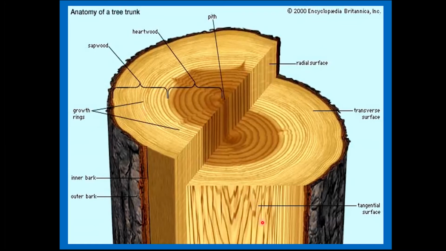Here's what it looks like if you cut it kind of tangential. This is what a lot of our boards look like. When you buy a board at the store, it'll look like that. And then there's the inner bark and the outer bark.